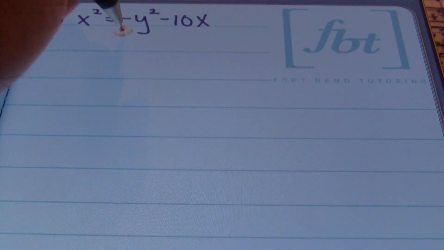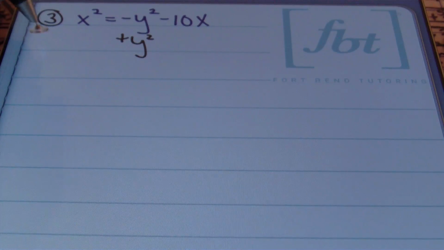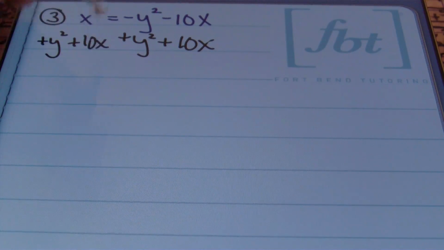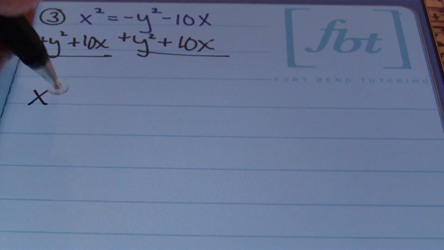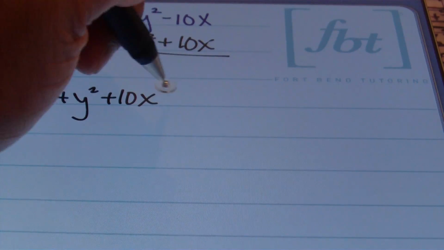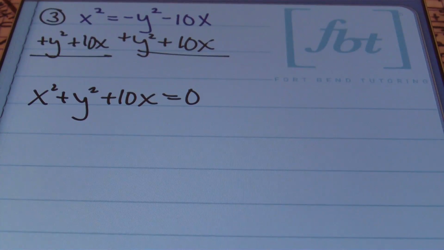So I'll be adding y squared to both sides of the equal sign, like so. And I'll be adding 10x to both sides as well. So to write this equation in its general form, I'm going to rewrite it as x squared plus y squared plus 10x equals 0. And we know it equals 0 because our y squared terms are additive inverses. They're opposites. They'll cancel out, as well as the 10x's right here.